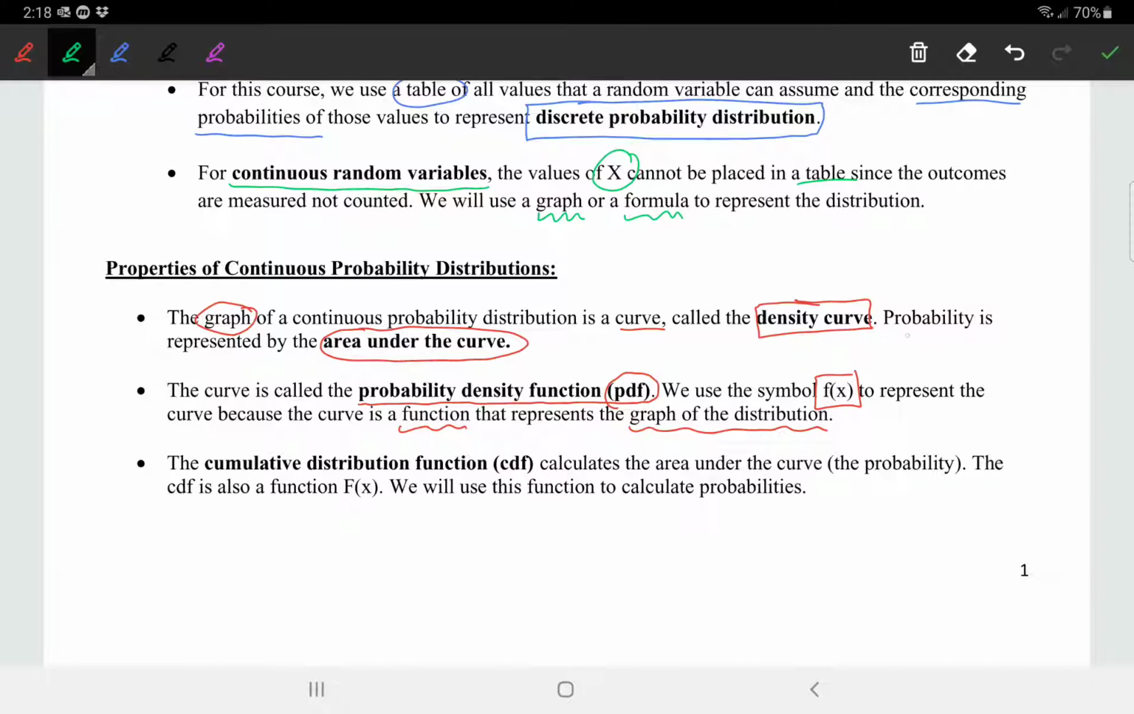Now, probability is the area under the curve, and to calculate that, we're going to need a different function. That is the cumulative distribution function. We abbreviate this the CDF. It will calculate the area under the curve, and hence the probability. To notate this function, we use a capital F of x, and this is the function we will use to calculate the probabilities.